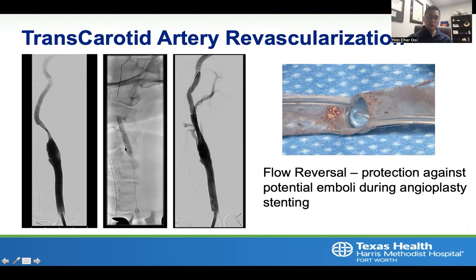You can see here balloon angioplasty being done. The only notable difference is we do not have a distal embolic protection device, as we utilize flow reversal for protection against potential emboli. Here, the stent has been deployed, and there's no clinically significant residual stenosis. This is a photo for this patient of the filter, which has successfully captured some of the potential emboli during the angioplasty.